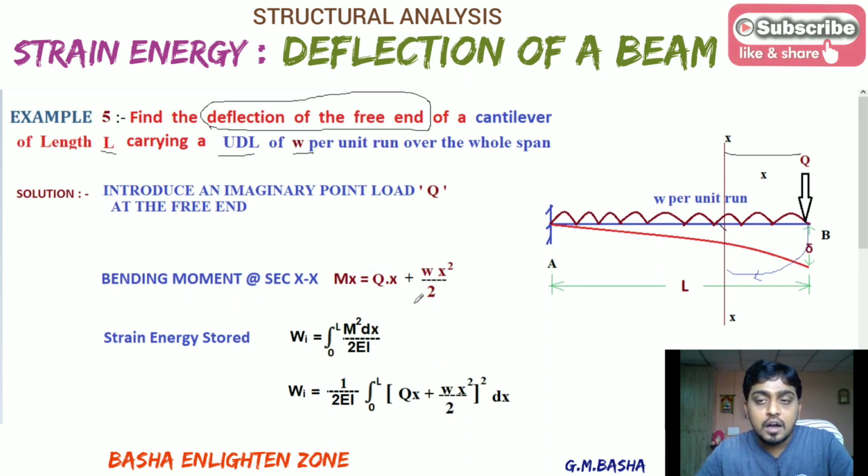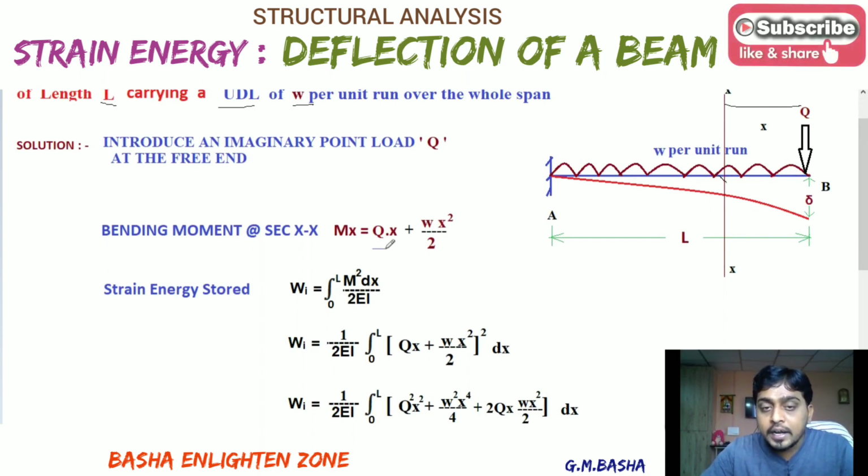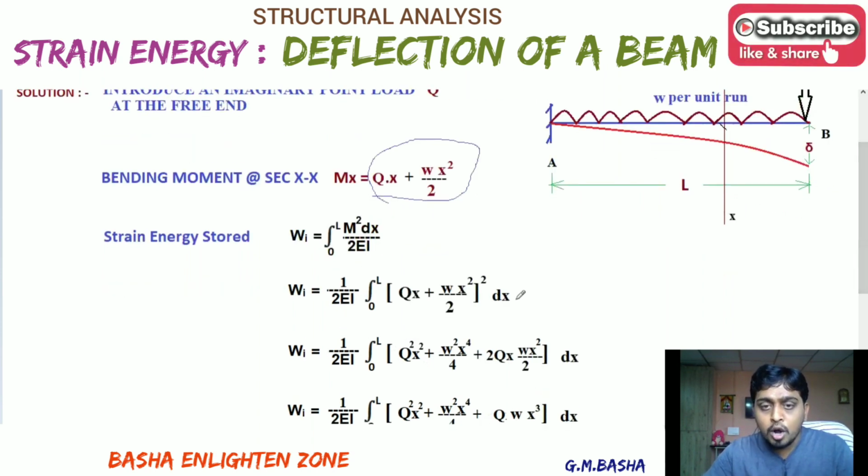Then our next step is strain energy stored. So what is the formula for the strain energy stored? Integral of M square dx by 2EI, 0 to L. So span length of 0 to L, M square dx by 2EI. What is M here? The entire value Q into X plus WX square by 2. So substitute this value here. First take down 1 by 2EI outside, integral of 0 to L. In place of M, substitute Q into X plus WX square by 2 whole square into dx. So simplify by your own, and take down the reference of this model.